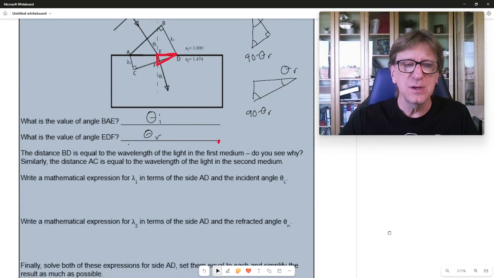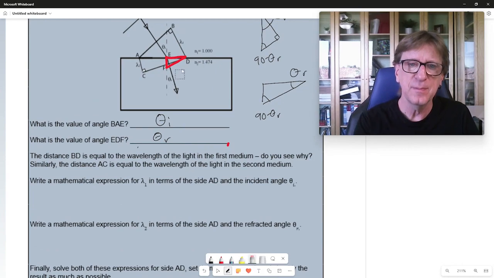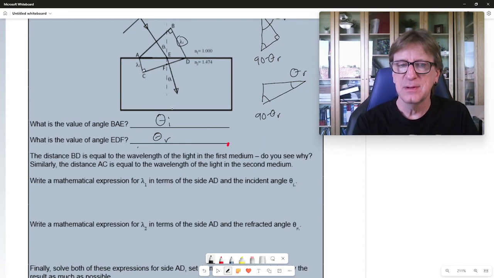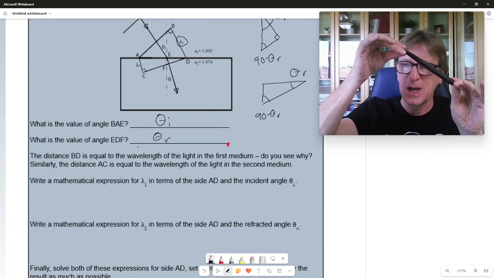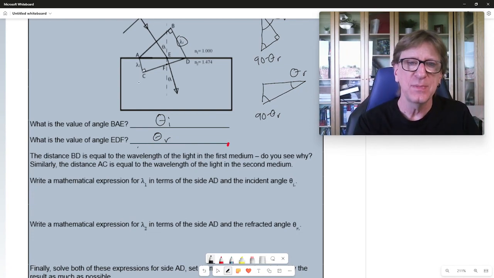All right, so now let's compare those to the sides that we have. The distance BD must be equal to one wavelength in the first medium, right? Because of my wave propagation. So by the time I come through here, that's going to be one wavelength. And similarly, the distance AC must be equal to the wavelength in the second medium.